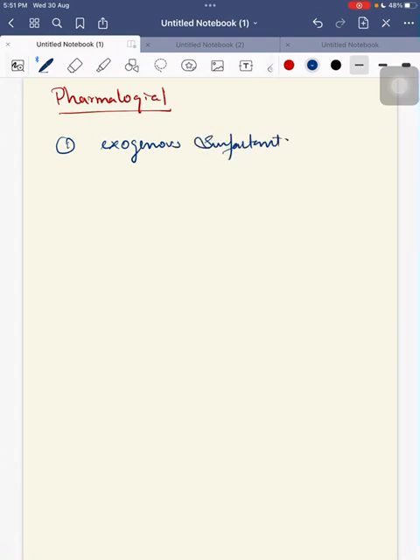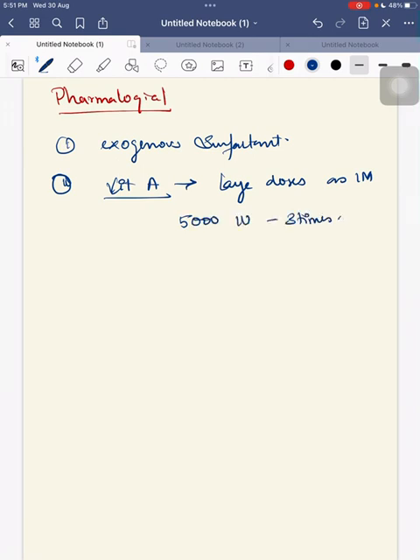Next is pharmacological. What are the drugs that can be used? Initially it is exogenous surfactant, that is selective use of the surfactant should be used. I will discuss surfactant in a different topic. Second, you can give vitamin A. Vitamin A is given in large doses as IM injection, at a dose of 5000 international units 3 times a week for 4 weeks from birth.